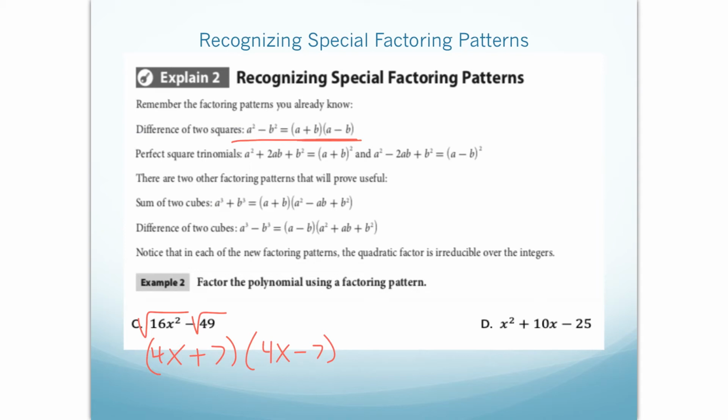The next one is not factorable, or it's irreducible, because even though this is a perfect square and this is a perfect square, because it's negative, it makes it not factorable or irreducible.